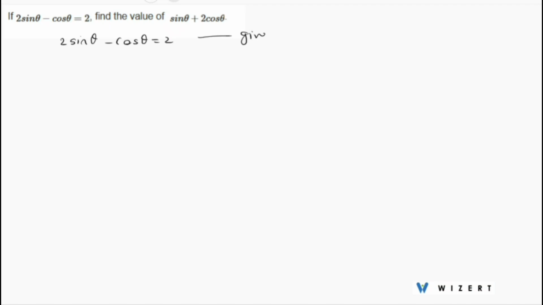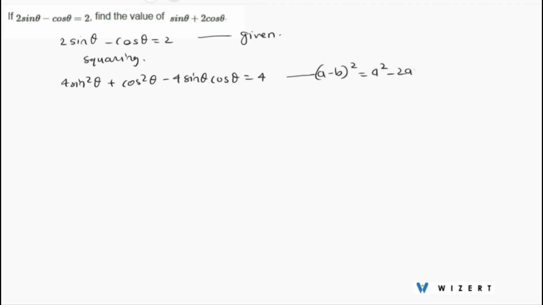This is given. So squaring, we get 4 sine square theta plus cos square theta minus 4 sine theta cos theta equals 4. This I am doing with the help of the identity (a minus b) whole square equals a square minus 2ab plus b square. Now let's replace sine square theta by 1 minus cos square theta and cos square theta by 1 minus sine square theta.